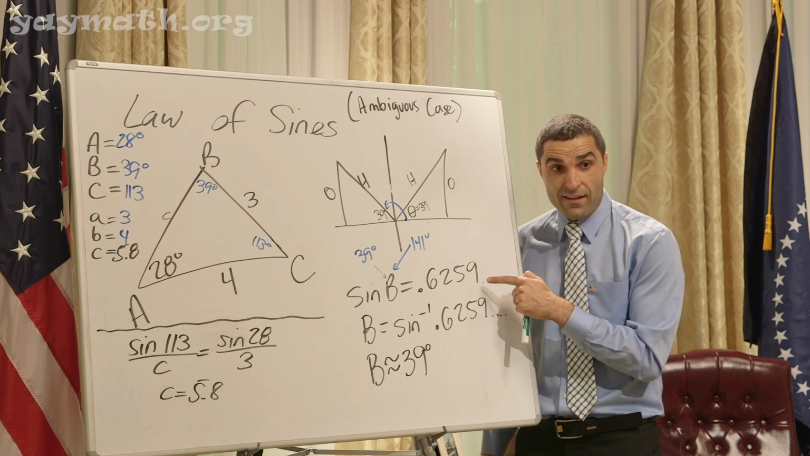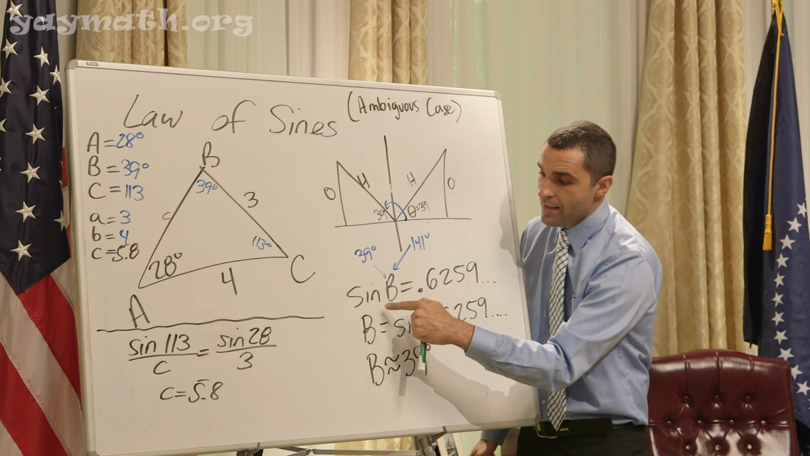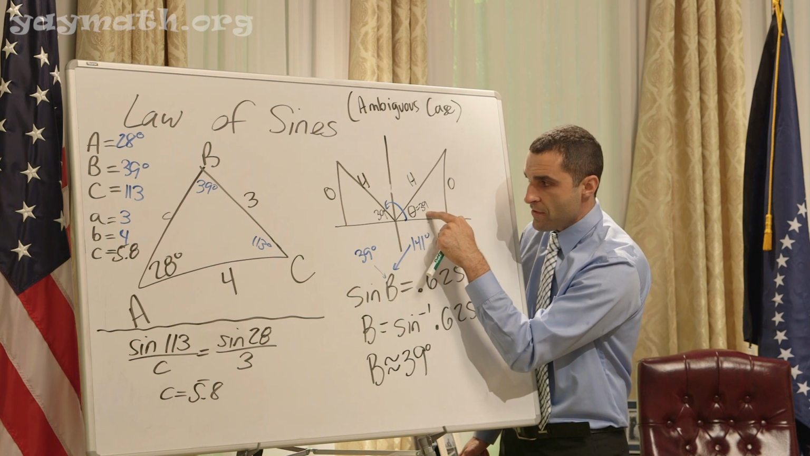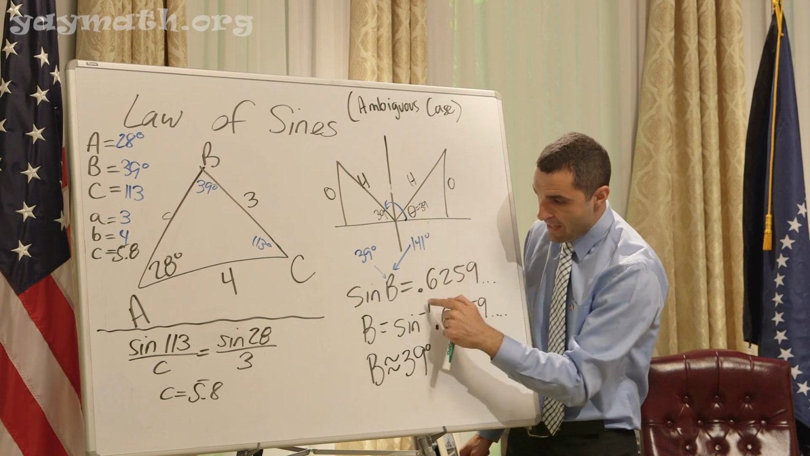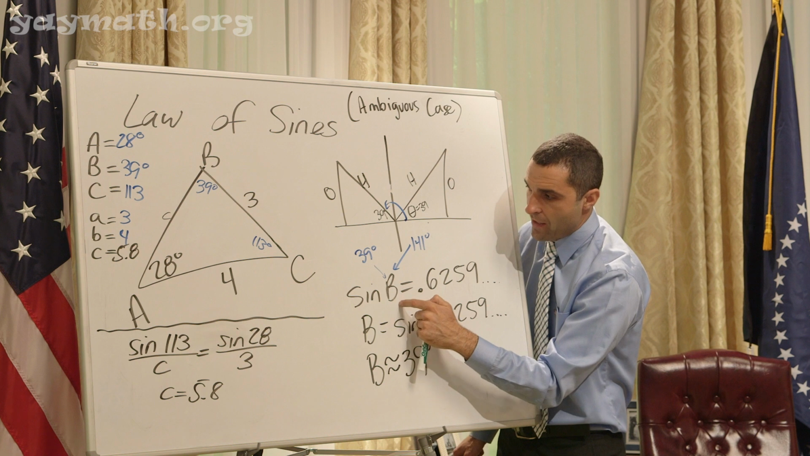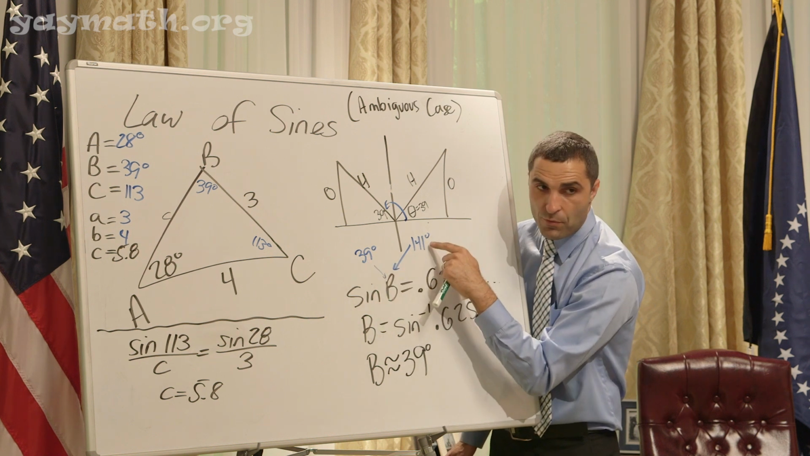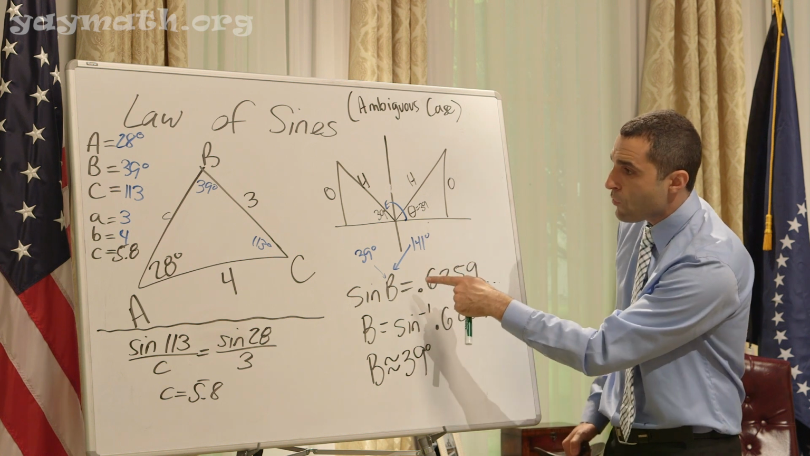0.62. Same thing. So in other words, we have to acknowledge that it could be the big angle being in the first quadrant, this 39 degree one, or it could be the big angle that has the same result. It's like sine of some angle is 0.62, and the two angles that it could be are 39 and 141.